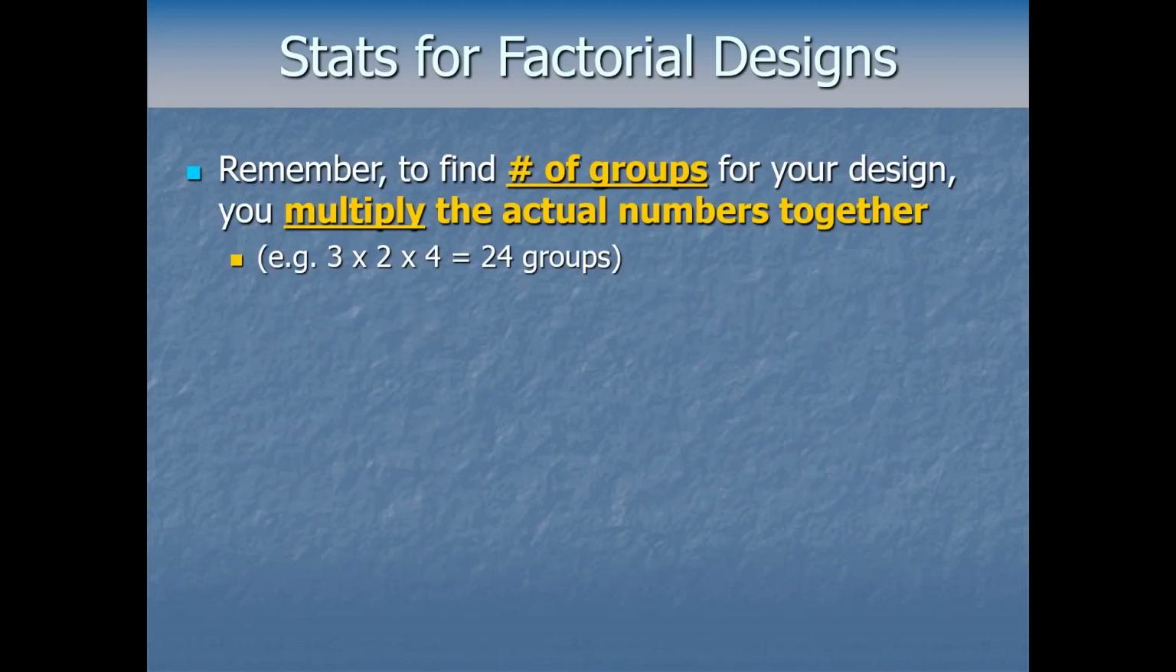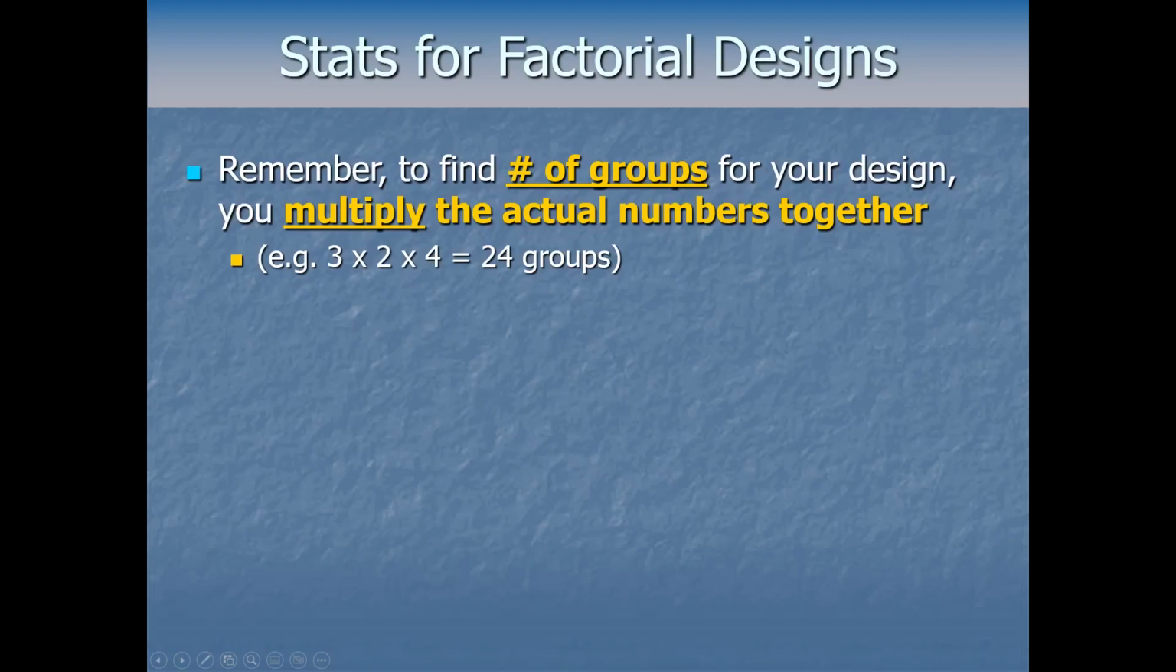Now, just to keep all this stuff straight, when you are dealing with factorial designs, you would find the number of groups that you need for your whole design by multiplying the numbers that you see in that design. So for example, a 3 by 2 by 4 design, that requires 24 groups. So there's 24 different combinations of those. That's 3 times 2 times 4. Now that design just has a total of 3 factors, since each of the numbers here represents a factor, right? And this is 1 factor with 3 levels, 1 factor with 2 levels, 1 factor with 4 levels.